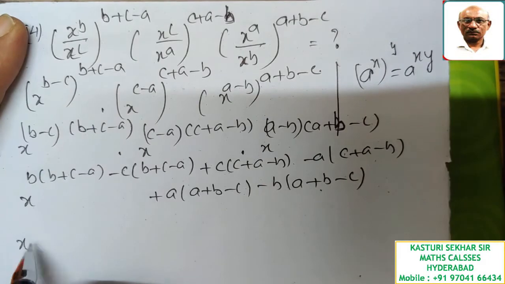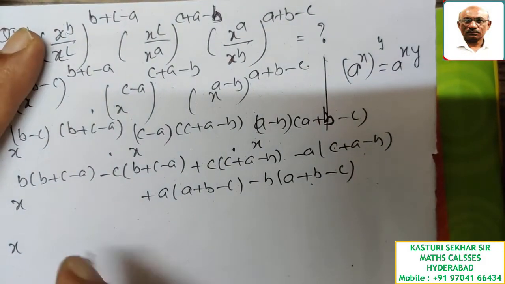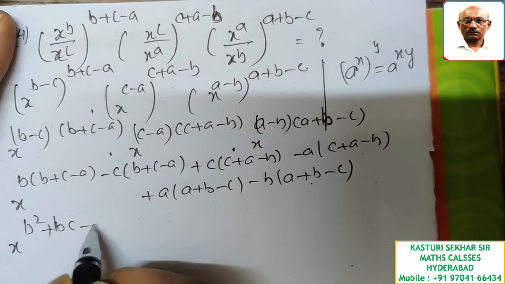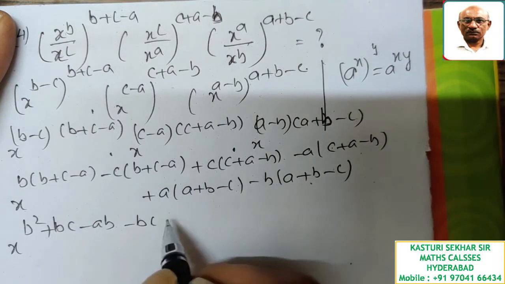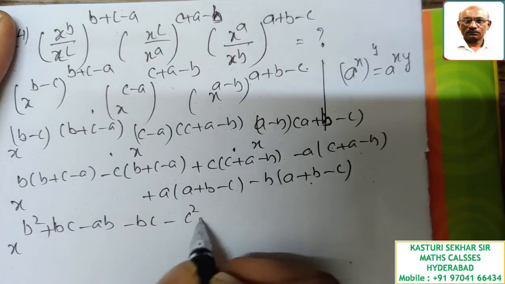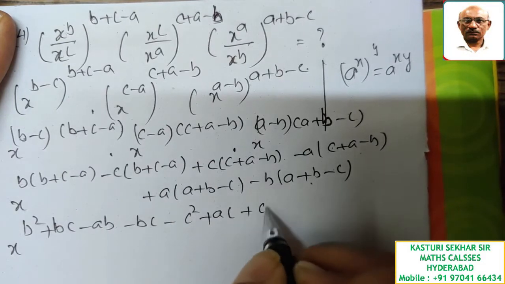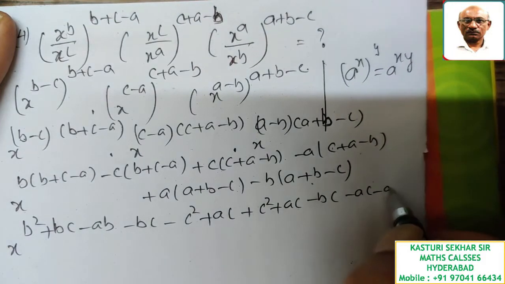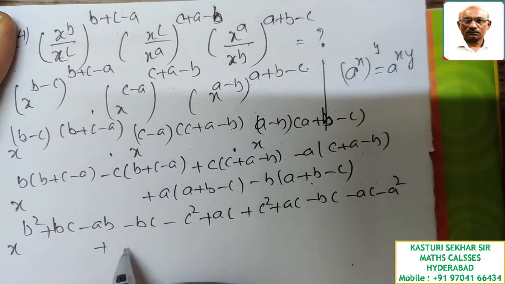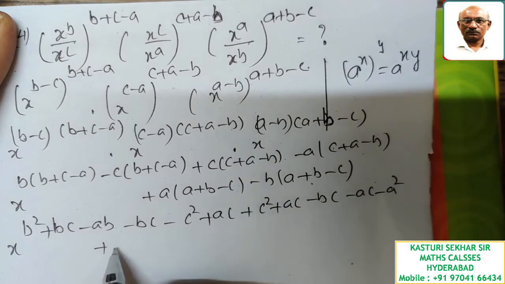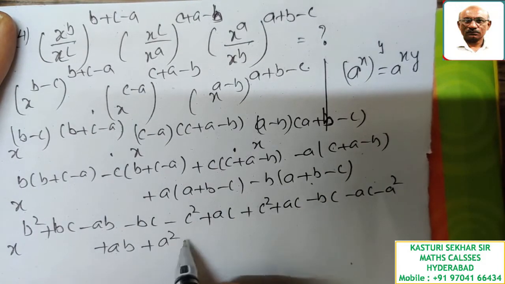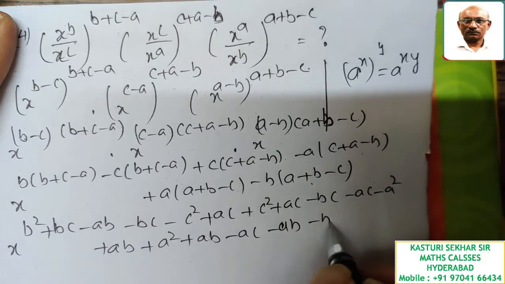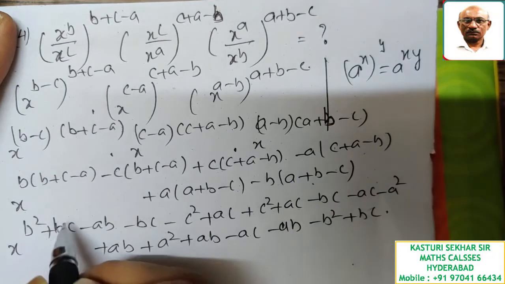Now open the brackets, x to the power of b into b, b square, plus bc, minus ab, minus bc, minus c square, plus ac, c square plus ac minus bc, minus ac, minus a square, plus ab, a square plus ab minus ac, minus ab, minus b square plus bc.